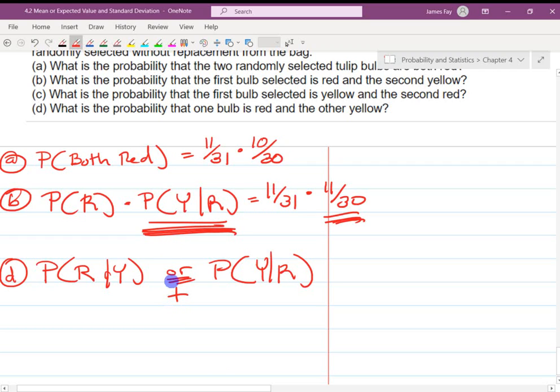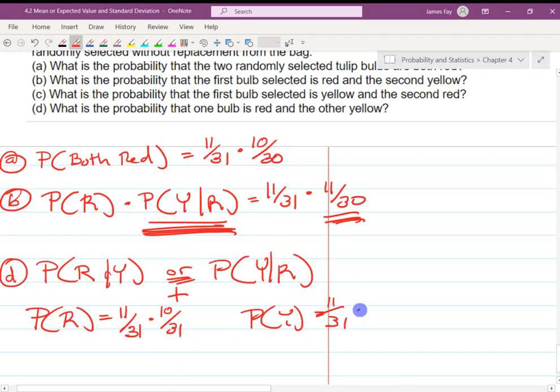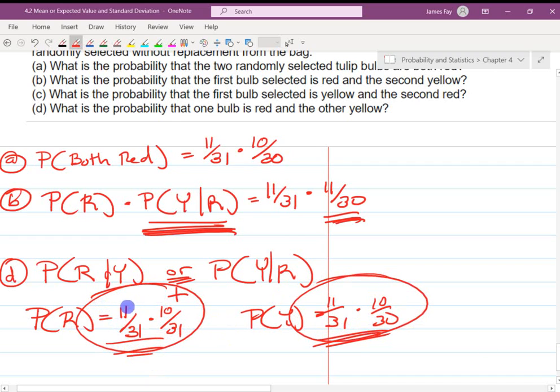Okay. So when you do this, what's the probability that one bulb is red? So we're thinking about probability that the first one is red. So that would be 11 out of 31 times then the second one would have to be yellow, correct? So 10 out of 31. If we go with the probability yellow, okay, then how many of them were yellow? 11 times then 10 out of 30. So these are identical, yes, but we add these results together because a red one then a yellow one is different than a yellow one then a red one.